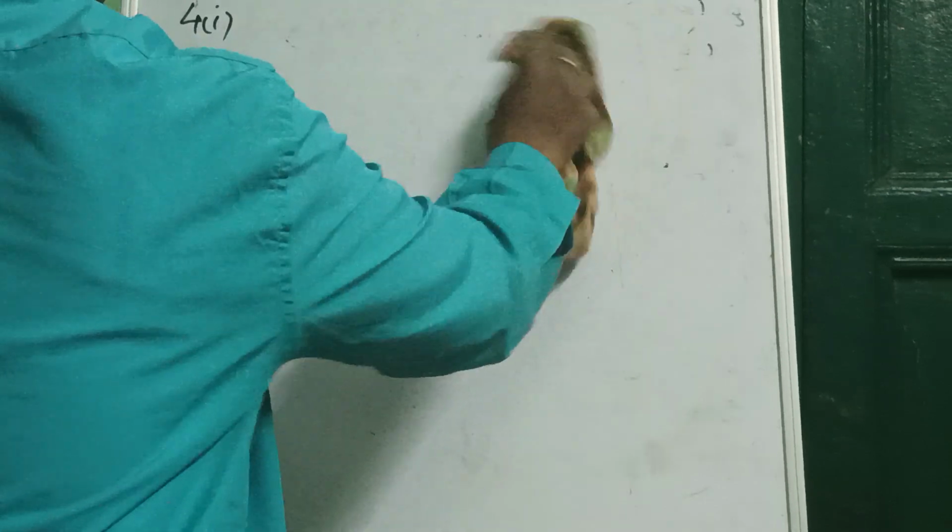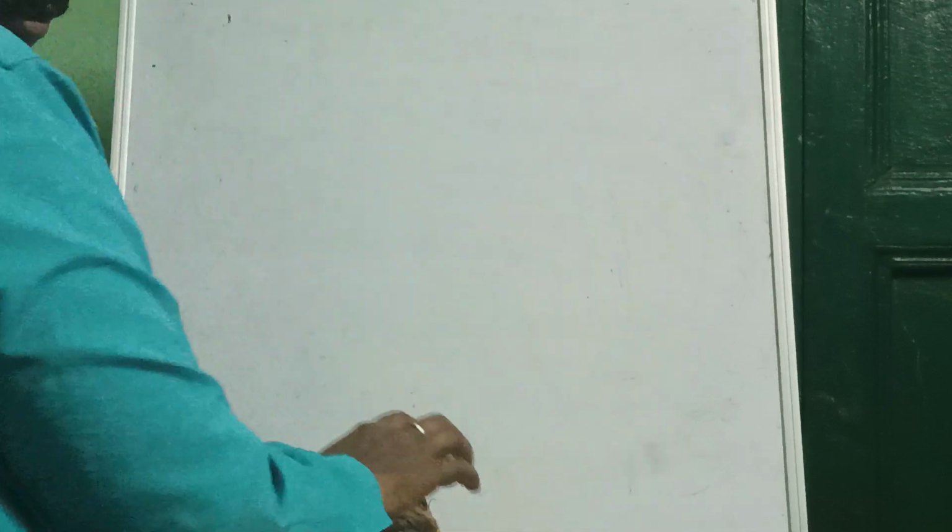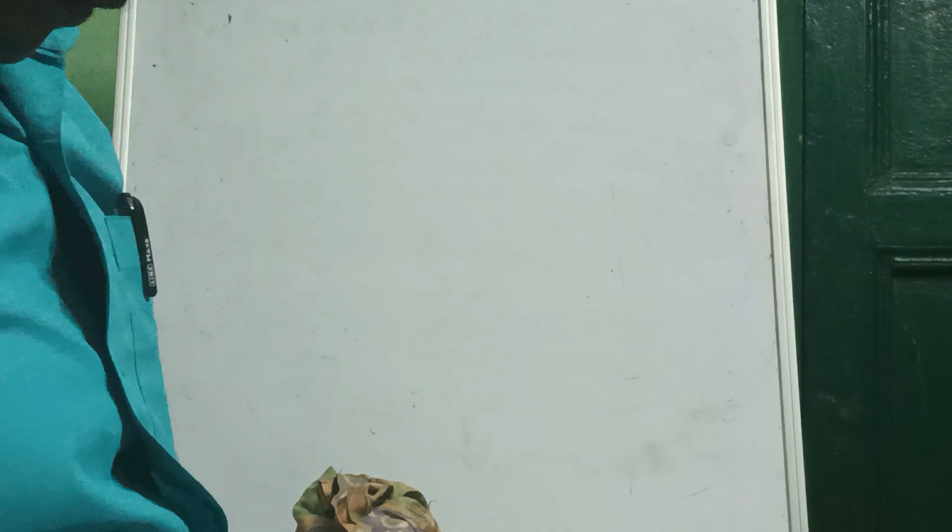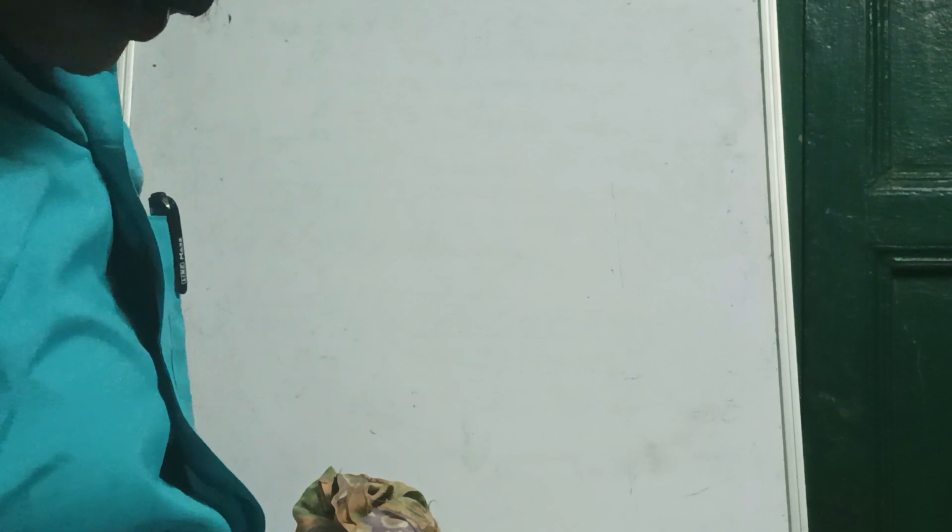Now I take another question to solve easily. The most important question in this chapter is question number 14: using distance formula, show that the points A, B, C are collinear.